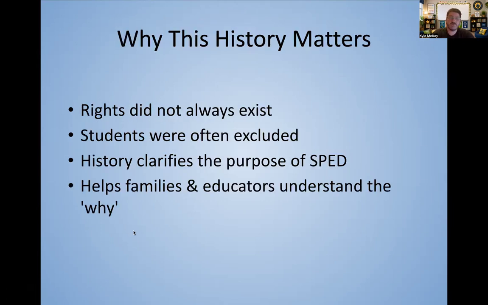So why history matters? Rights did not always exist for students with special needs. Students were often excluded from education. History clarifies the purpose of why the IDEA was created and how it got to where it is today, and also helps families and educators to understand that why.